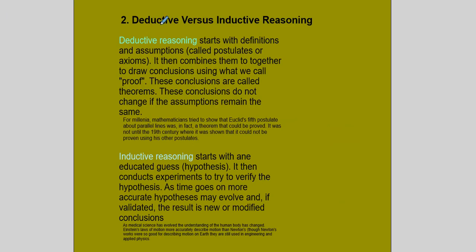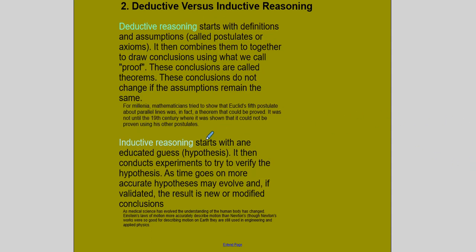Okay, then I'm going to talk very briefly about deductive versus inductive reasoning here. Deductive reasoning is what we use in mathematics. It starts with definitions and assumptions called postulates or axioms. It then combines them together to draw conclusions using what we call proof. These conclusions are called theorems. These conclusions do not change if the assumptions remain the same. For millennia, as I mentioned earlier, mathematicians tried to show that Euclid's 5th postulate about parallel lines was in fact a theorem that could be proved. It was not until the 19th century, actually, I believe it was the mathematician David Hilbert, where it was shown that it could not be proven using his other postulates.